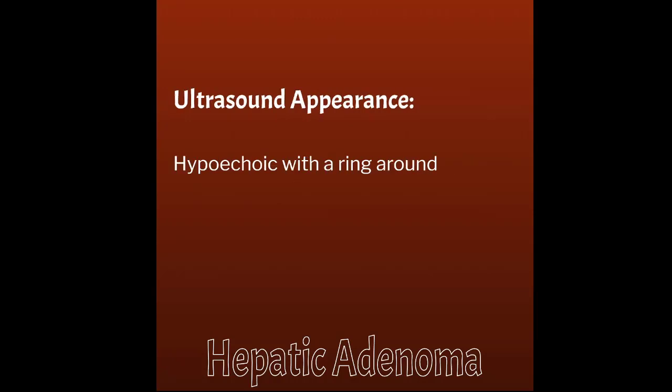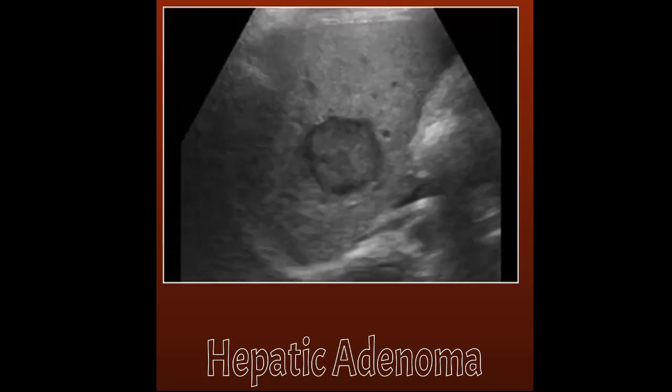On ultrasound, then, we are going to see a hypoechoic structure with a ring around it. And so here is a picture of our hepatic adenoma. Again, adenomas can be anywhere within the body. This is a hepatic adenoma because it's made up of hepatocytes and found in the liver. So here we have that dark ring around the periphery, and then the nodule itself typically is going to be a little bit more on the hyperechoic side.